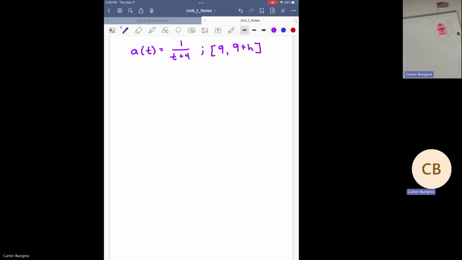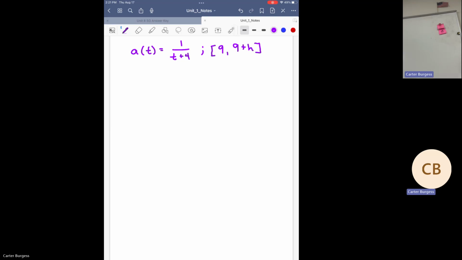You guys may have done stuff with average rate of change before. This may be your first time encountering something like this 9 plus h stuff. So what is the plus h? What is that telling us? Think of the plus h as just telling us how much you're sliding to the right.